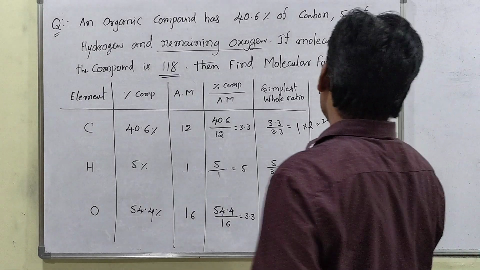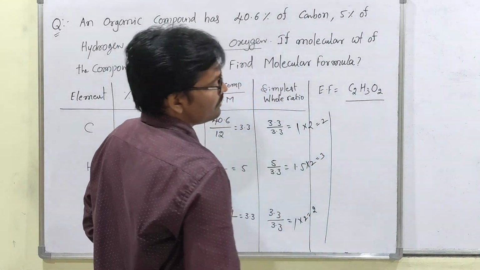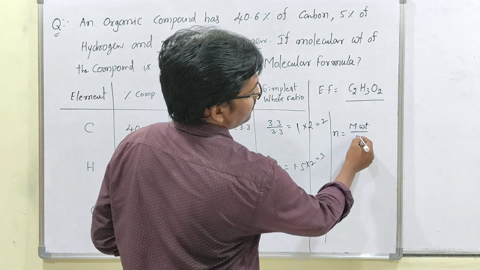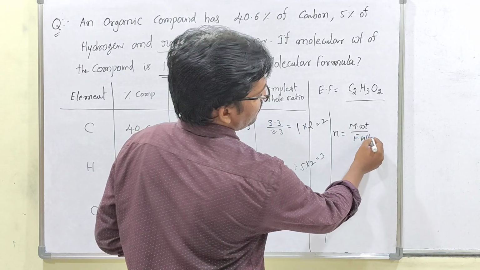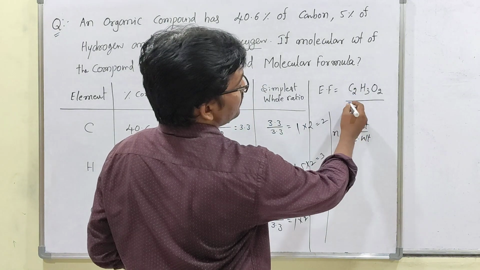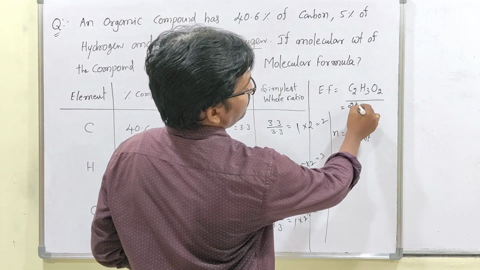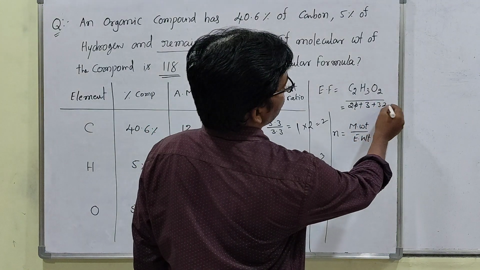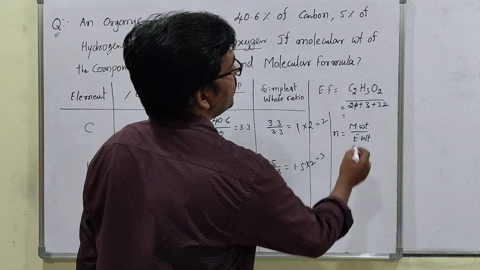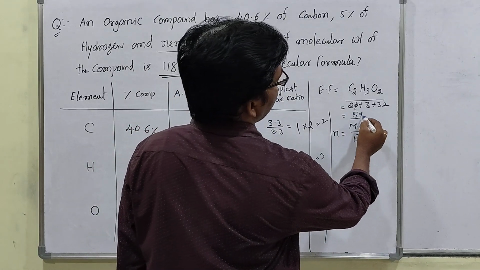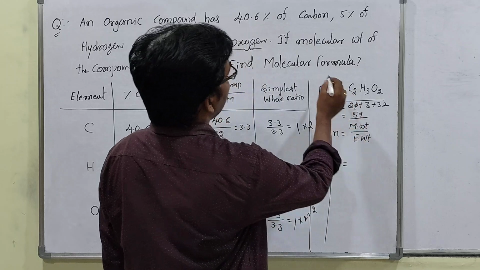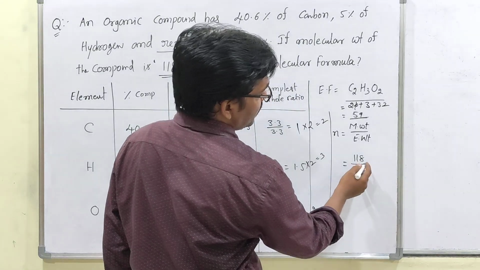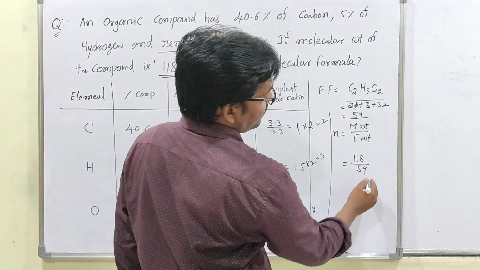So one of the relations I told, in between the empirical formula weight and molecular formula weight: N equals molecular formula weight divided by empirical formula weight. Empirical formula weight is 12 × 2 = 24, plus hydrogens are 3, plus oxygens are 32. So you can get 59. The molecular weight is already given in the question, 118, divided by 59, then you can get 2.